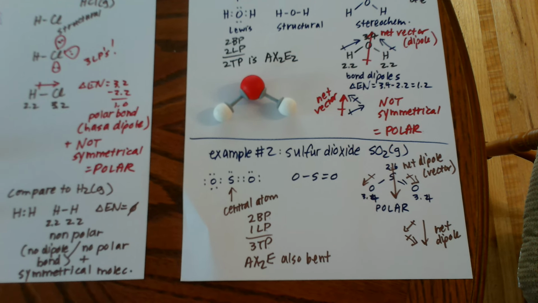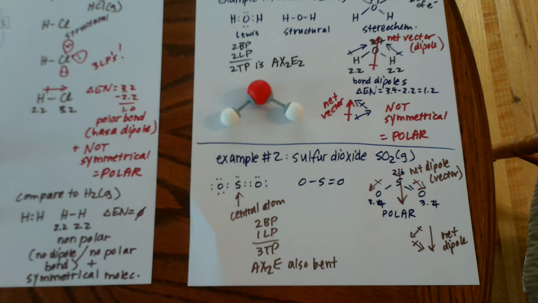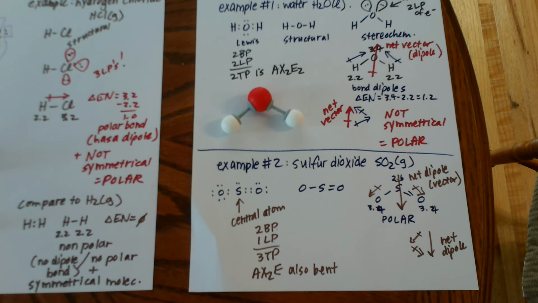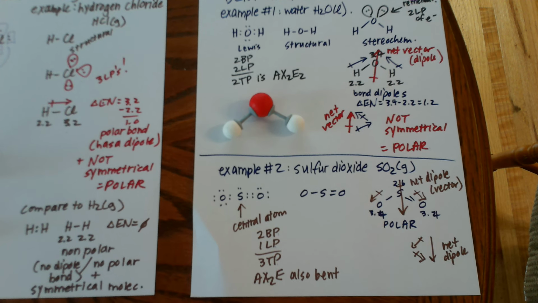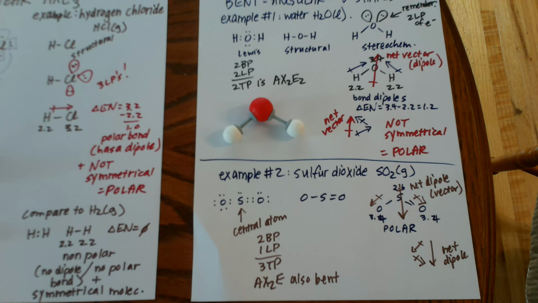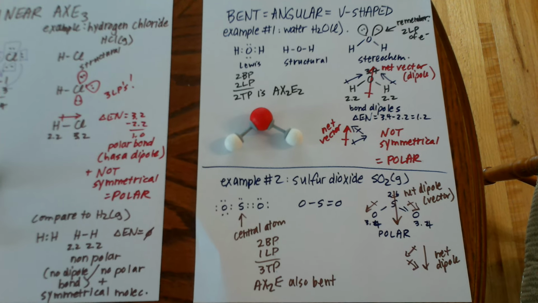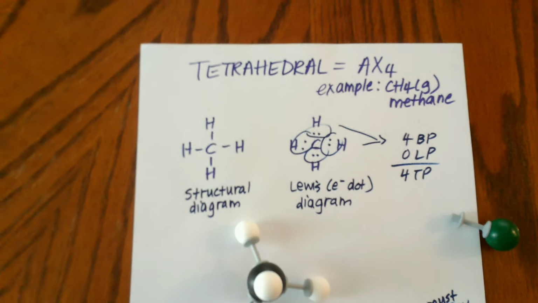It is another V-shaped molecule, but it has a central atom with 2 bonding pairs and 1 lone pair for a total of 3 total pairs. So that is different. There are 2 different ways that you can get a bent or an angular or V-shaped molecule. Okay, next we're moving on to tetrahedral.